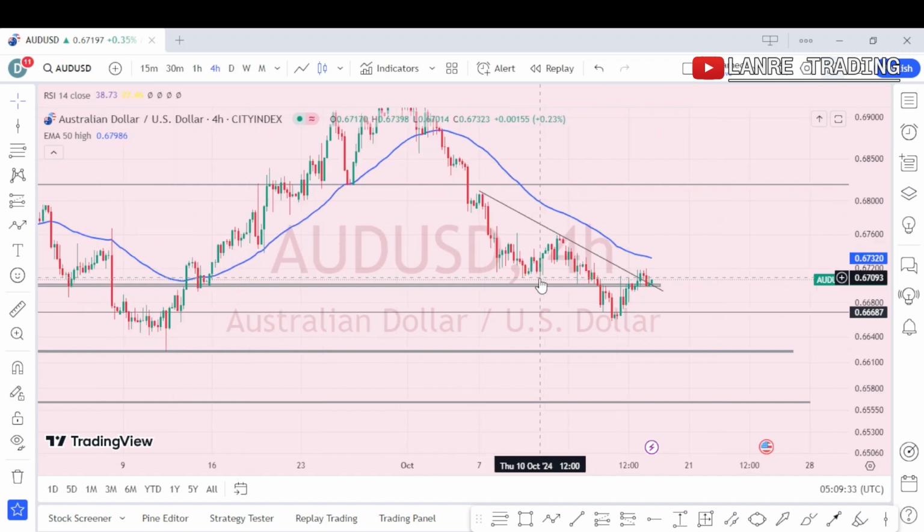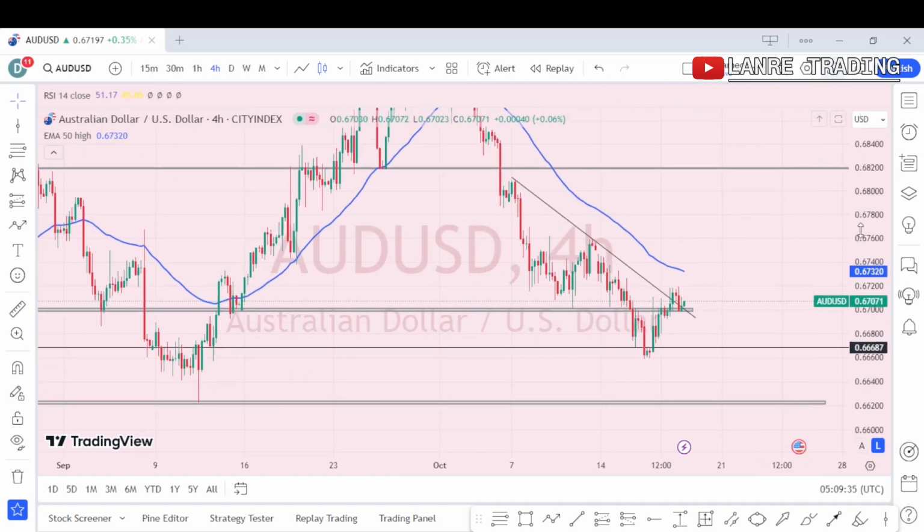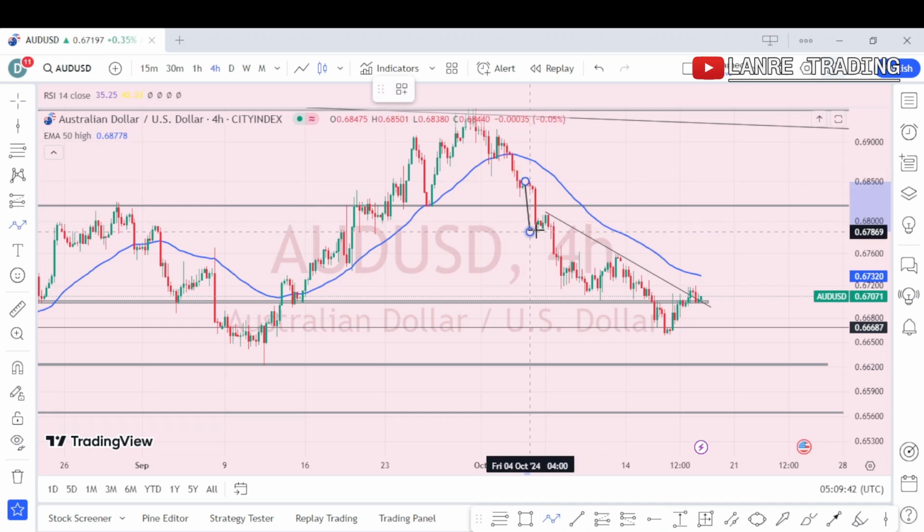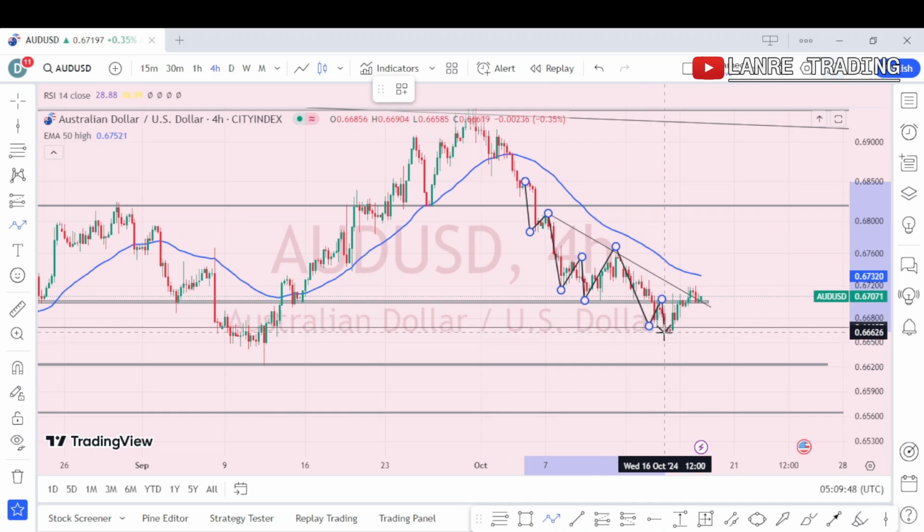Now look at what is going on here. We can see price was making a lower low, lower high structure right about here. Okay, and price got to this level and pulled back, and price started shifting structure, creating a series of higher highs and higher lows.